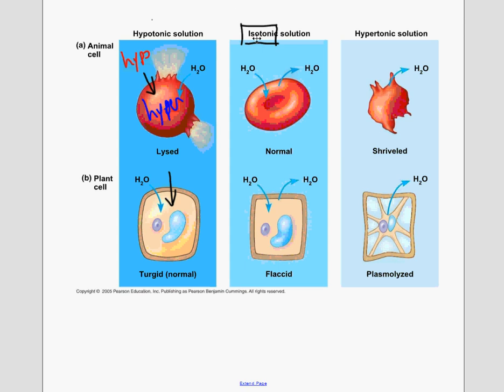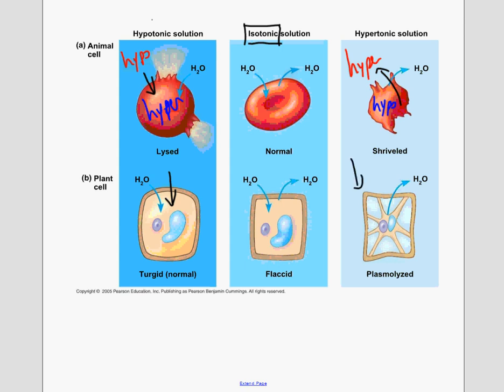Well, it just means when the water is equal on both sides. In an isotonic solution, water is equally moving in and out. Animal cell, normal. Plant cell, this is when the plant cell is going to begin to look wilted or flaccid. If you put that same cell in a hypertonic solution, where the inside of the cell is hypotonic and the outside is hypertonic, water is going to move out and it's going to cause the cell to shrivel.